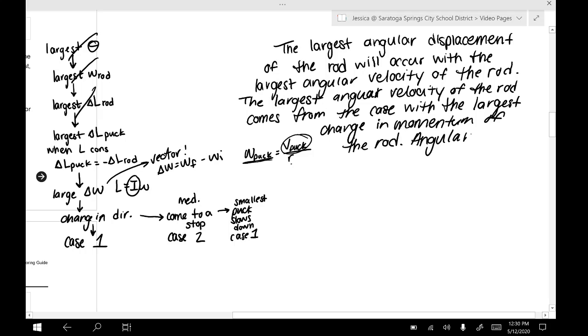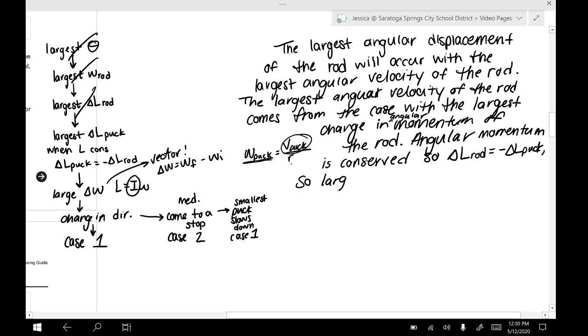Angular, I should have said change in angular momentum. I want to be specific. Angular momentum is conserved. So the change in angular momentum of the rod is equal and opposite to the change in angular momentum of the puck. So a larger delta L for the puck means a larger delta L for the rod.